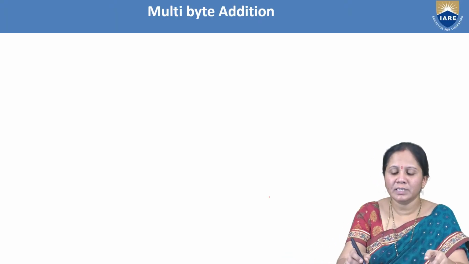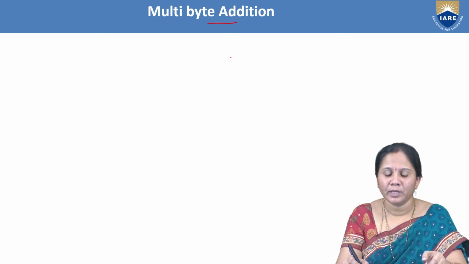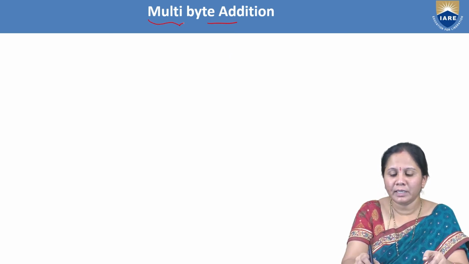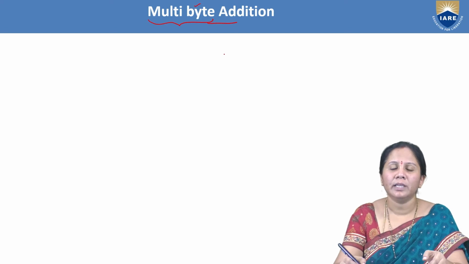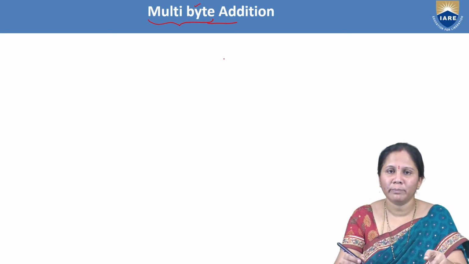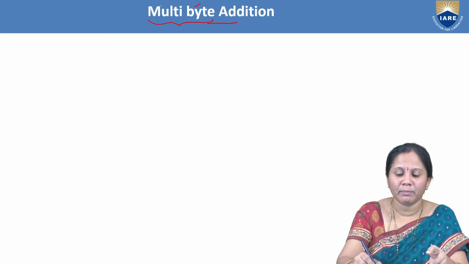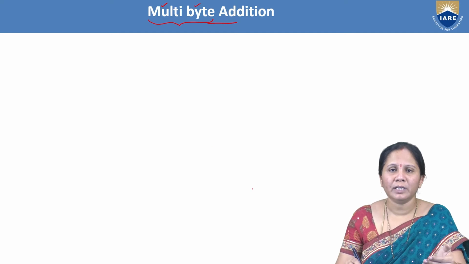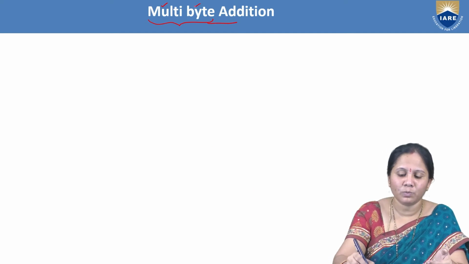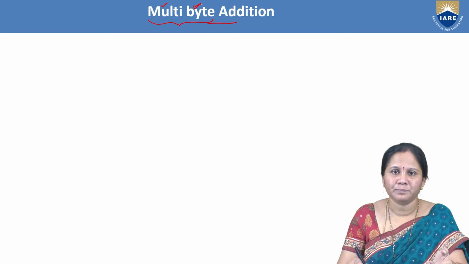So first we will discuss the multi-byte addition program. Here multi-byte means that whatever input we are considering, the input size is byte size. That means it consists of only 8 bits. And the number of inputs we can take is multiple. So we can take multiple inputs, but each input size should be byte size only.